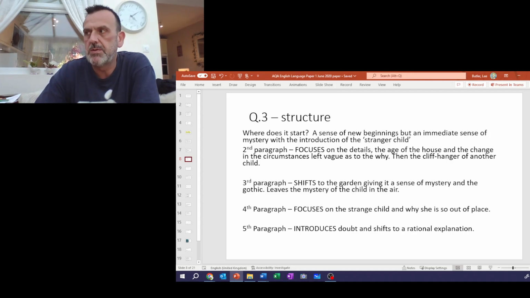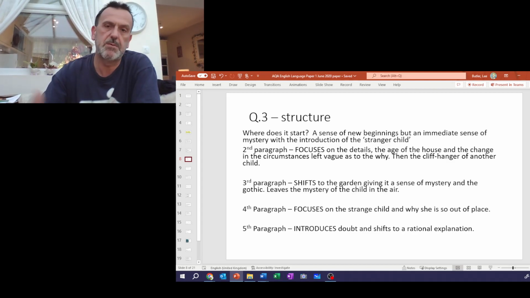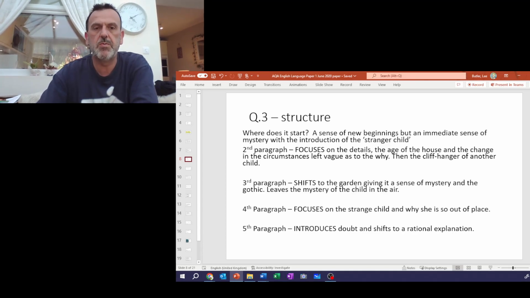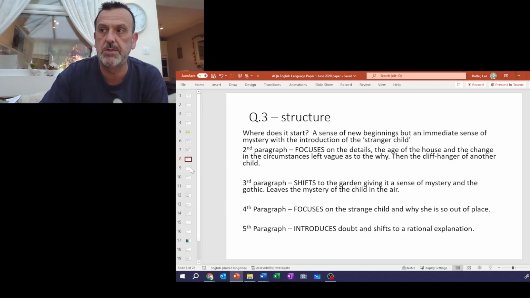We then go as a focus onto the details, and one thing this extract does very well is it introduces the strange child and then moves away and describes the garden and then comes back to it. So it's almost a cliffhanger within a page, which it does in paragraph 3. Paragraph 4, there's a focus on the child and why she's so out of place, and it's the description. Paragraph 5 is the short one where the woman is obviously doubting what she's seeing.